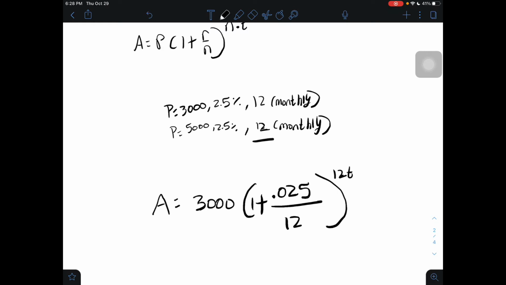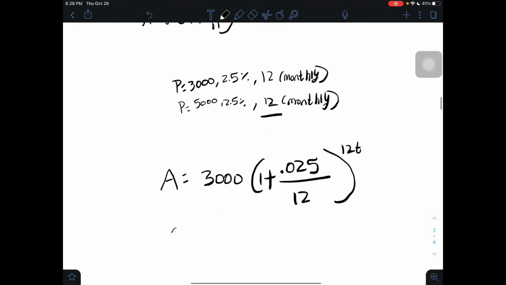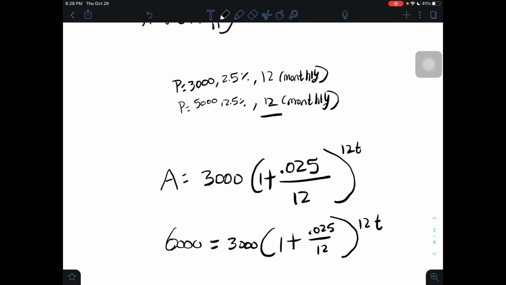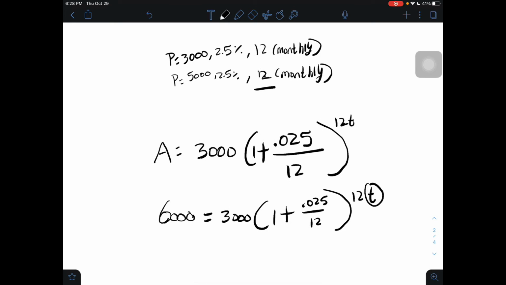And we want to find our doubling time, right? Doubling time is going to be 2 times our initial investment. So we have 6,000 equals 3,000 times (1 plus 0.025 over 12) to the power of 12t. We're solving for t. The best way to do this, I think, is to use Mathway or an Nspire or a calculator. Solve for x, and x is just going to be t. It's the variable you're solving for.